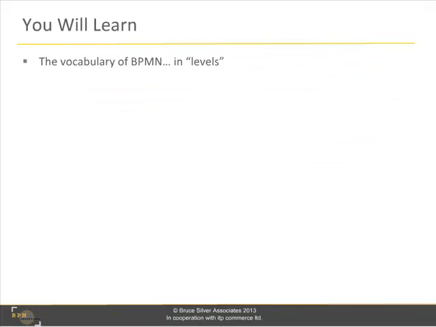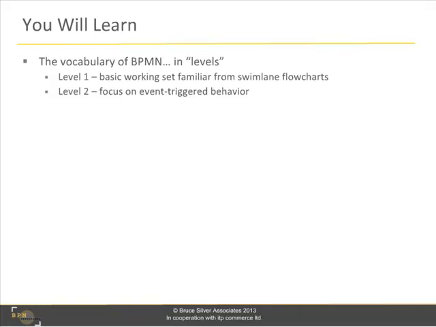In the training, you're going to get three things. First, the vocabulary, the meaning of the shapes and symbols. We're going to focus first on a simple working set, the level 1 palette, mostly familiar from traditional flowcharting. But describing certain exception behaviors, such as what to do if an activity takes too long or the customer changes an order in flight, requires a larger palette, level 2, which is especially important for describing event-triggered behavior. And the rest of BPMN, trust me, you will never need. We'll show you the parts of the notation that are important and which parts you can safely ignore.